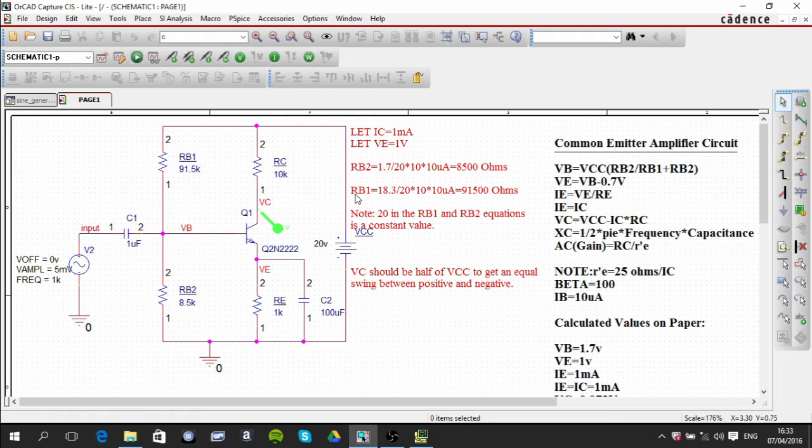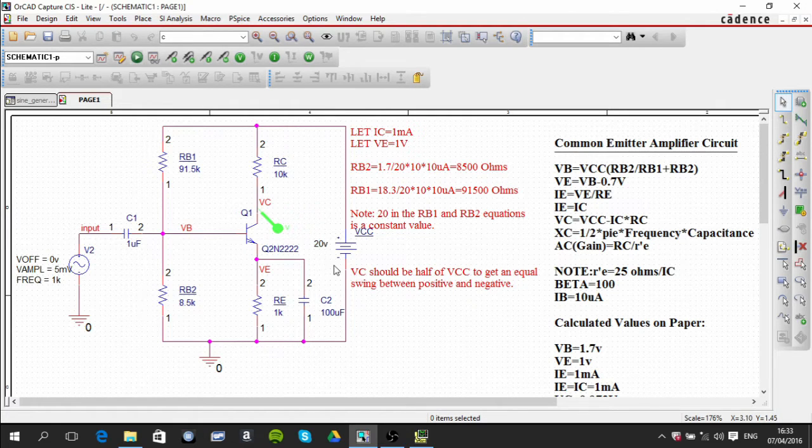Now, RB1 is fine, because if we know there's 1.7 volts here, there has to be a voltage drop of 18.3 volts up here. That's why we use 18.3 there. Again, you do the same here, and you end up with 91.5 kilo ohms.